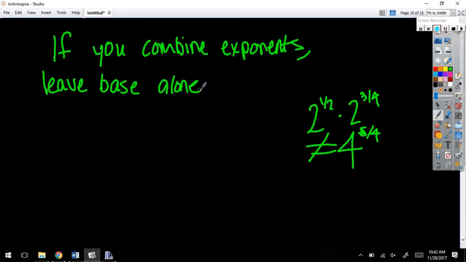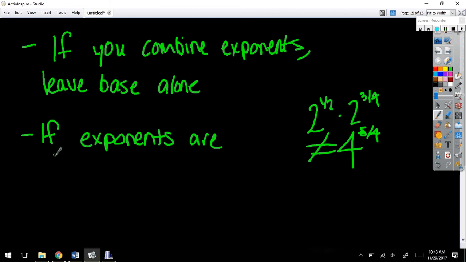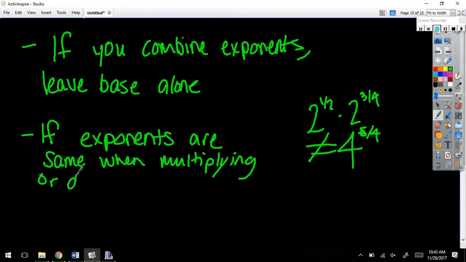Hey, guess what? But here's a little stickler. If the exponents are the same when multiplying or dividing, I'll give you a second to catch up with me because this is important.